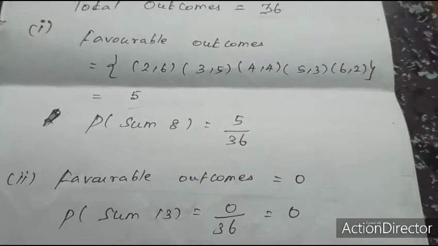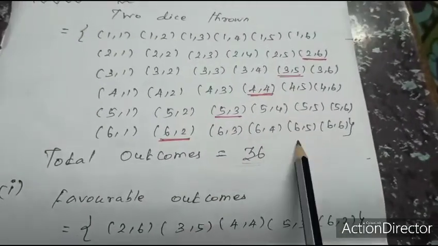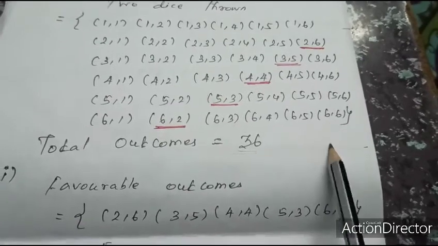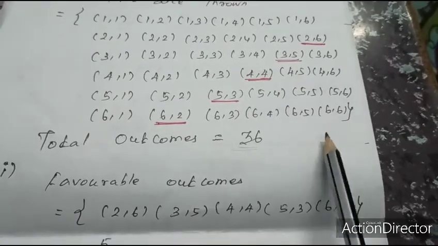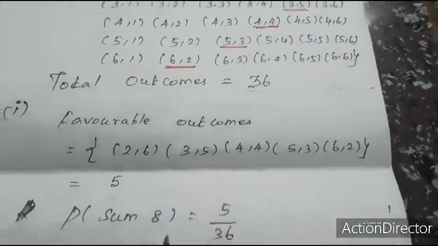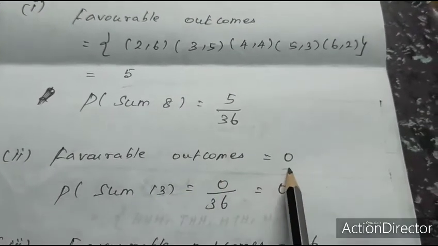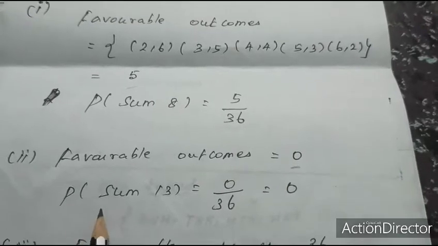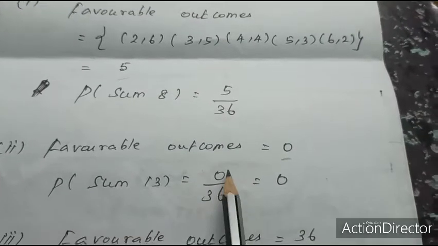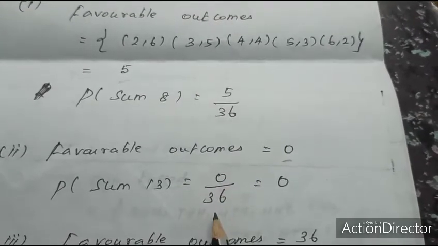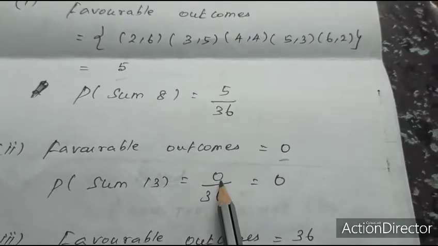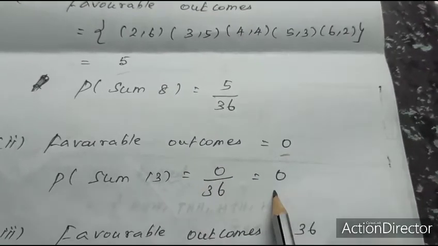Next, the probability of sum 13, the second question. The sum of 6,6 is 12, the highest value. Therefore, getting 13 is not possible, so the favorable outcomes are 0. Therefore the probability of sum 13 equals favorable outcomes by total outcomes, 0 by 36, which is 0.